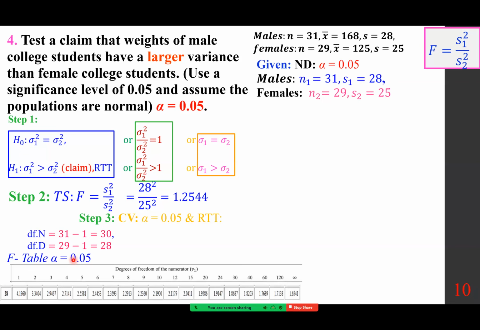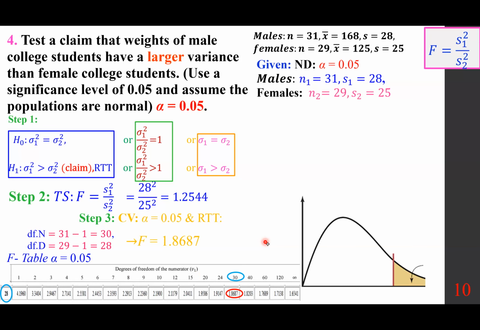Then you have degrees of freedom for the numerator at the top row. The degrees of freedom of the denominator is on the left column. Because of the limitation of the room, I just chose 28 for the denominator, but there are more than that, everybody. So this is 28. Over here, look for number 30. Put them together, and here's the answer, 1.8687. A graph really helps.